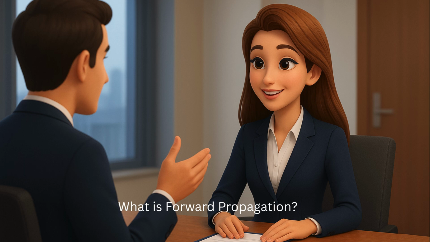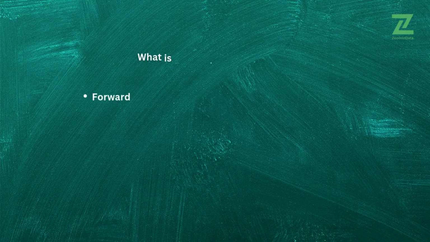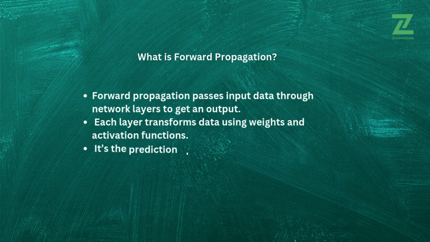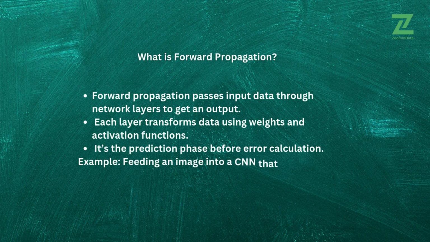What is forward propagation? Forward propagation passes input data through network layers to get an output. Each layer transforms data using weights and activation functions. It's the prediction phase before error calculation. Example: feeding an image into a CNN that outputs cat as the predicted label.